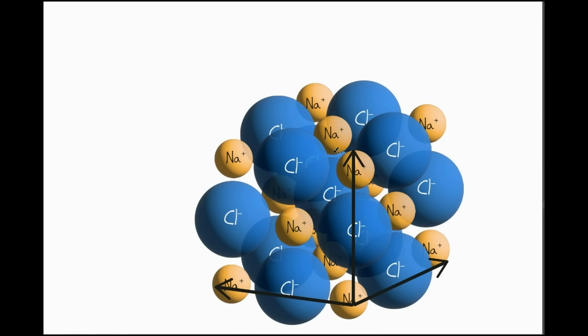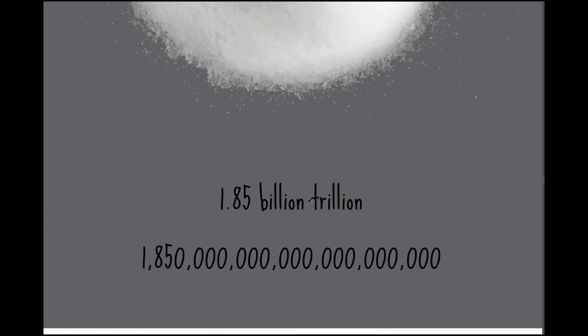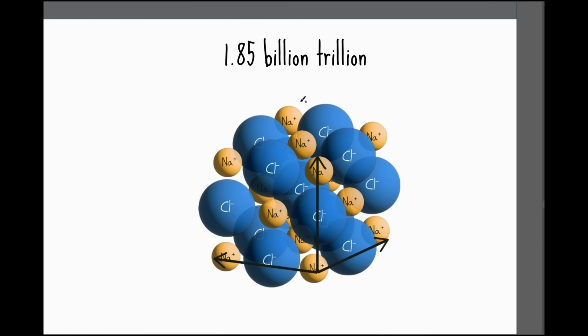Now, the number of ions in this lattice is enormous. One average grain of salt weighing 0.09 grams, believe it or not, would contain 1.85 billion trillion ions. So 1.85 billion trillion of these alternating ions here. A 2D cross section of this grain of salt would contain around 150,000 trillion.